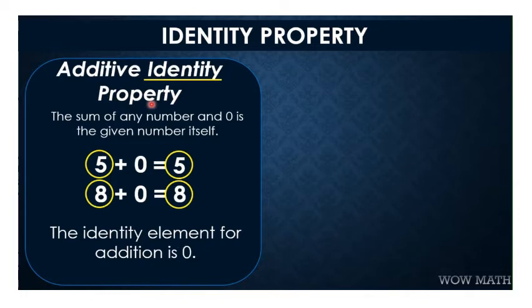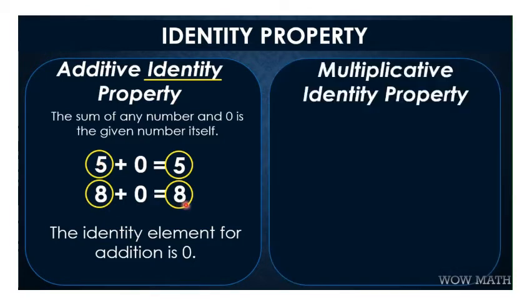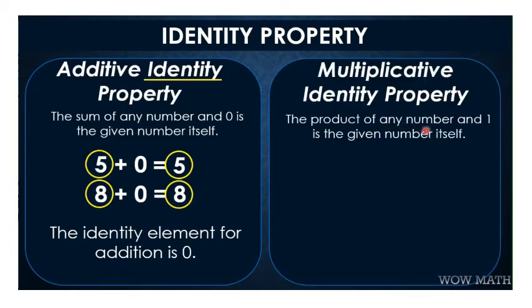So, kapag itong property na to ang pinag-uusapan, 0 ang i-add natin or 0 is the identity element para matawag natin siyang additive identity property. Now, for multiplicative identity property, this is the product of any number and 1 is the given number itself. So, kagaya rin ito, but this time, this is already multiplication kasi we are referring to the product. So, any number daw na i-multiply natin sa 1, the resulting product is the number itself.